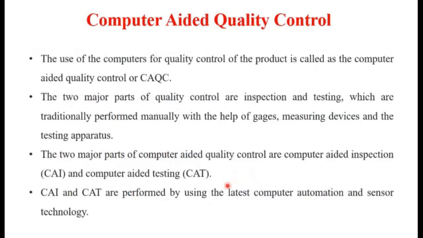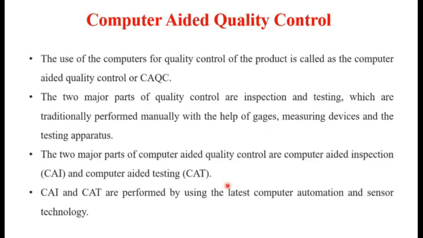Now, after completion of operations scheduling, one more important term is computer aided quality control. Now, the use of computers in quality control, or inspection and testing. Now we will see what is meant by CAQC. The use of computers for quality control of the product is called computer aided quality control or CAQC. These computers are used in order to assure quality control.